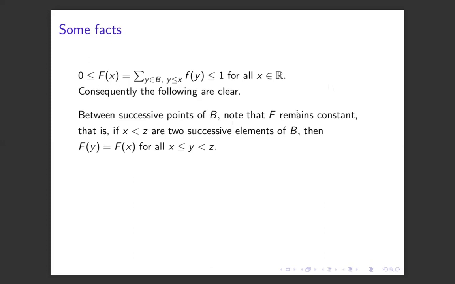If you have 2 points x and z, which are successive elements of B, that is, strictly between x and z there are no other elements of B, in that case the capital F remains a constant on the interval closed at x and open at z. At z, it may have a jump.